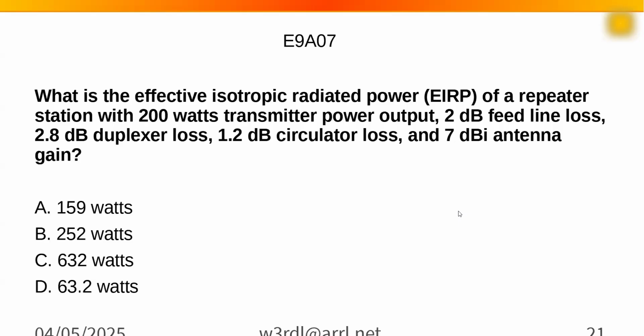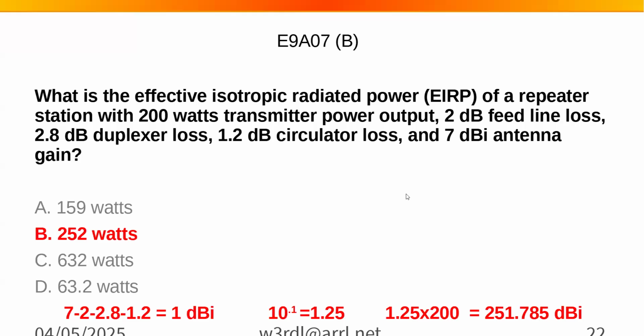Well, 2 and 2.8 is 4.8. 1.2, oh, that's 6. 4.8 and 1.2, that's 6. 5.8 and plus the 0.2. Let me recalculate. Well, I'm going to pick the answer here. Yeah, you do that. All right. It's still wrong. It was 1.25.